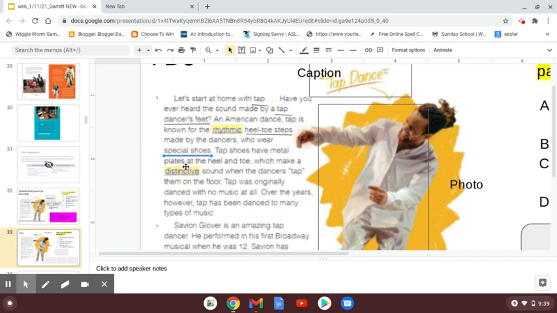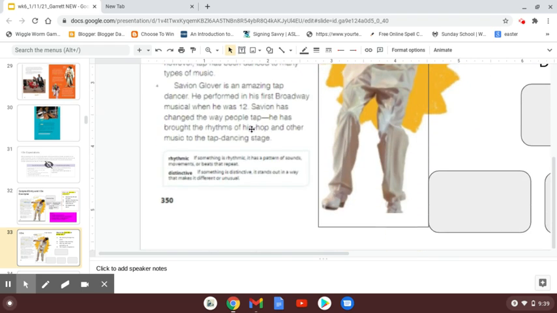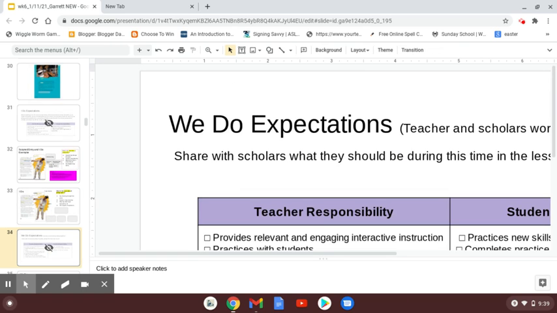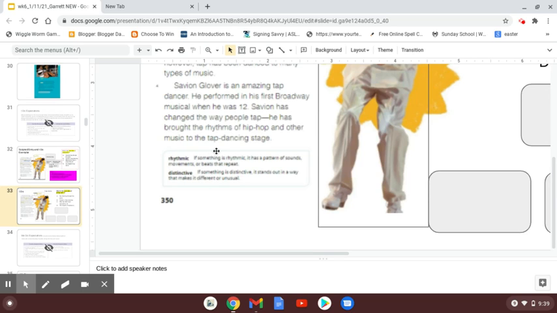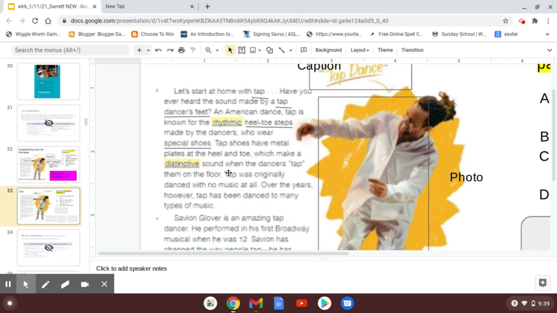A distinctive sound. If I look at the bottom of my text, I notice that there's a text box down here that gives me the definition of distinctive. It says that if something is distinctive, it stands out in a way that makes it different or unusual. So, fourth grade, based on that definition, I know that tap dancing makes unusual sounds when the dancers tap their feet on the floor.